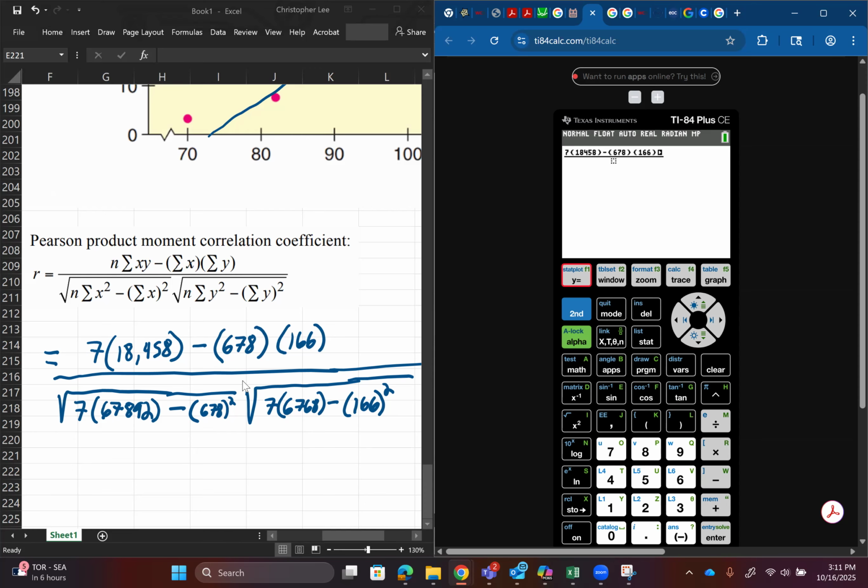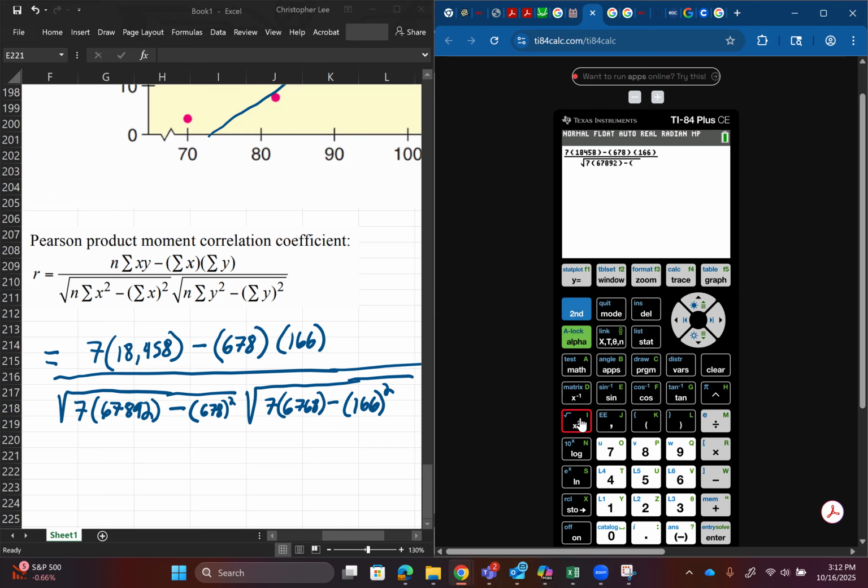Then you're gonna go down to the denominator. Now in the denominator, this is where you're gonna do the second function, and then you're gonna hit the square root. That's in blue, right above the key. Then you just type in the numbers you got here. So we got 7, open parentheses, 6, 7, 8, 9, 2, close parentheses, minus.